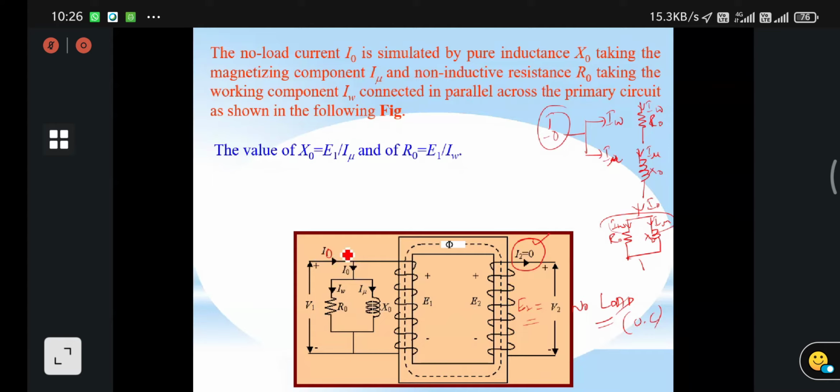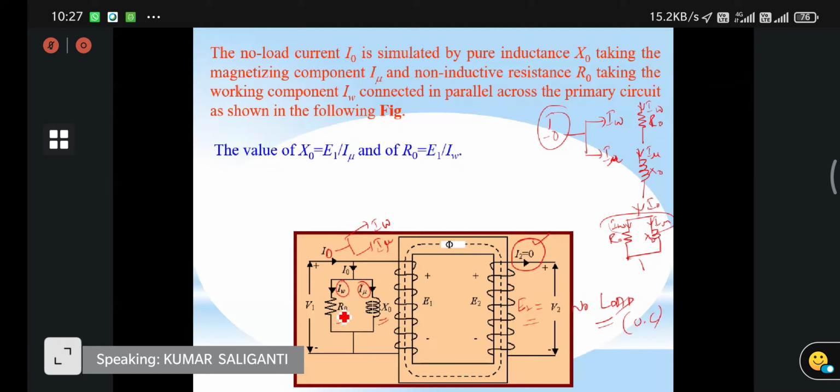This I naught has two components of current, IW and I mu. One is resistive in nature and the other is inductive in nature. IW is in phase with the applied voltage, which is called the active component or working component of current, and also the iron component of current. It supplies the iron losses and a very small amount of copper losses, which is equal to 1 to 2% of full load current.